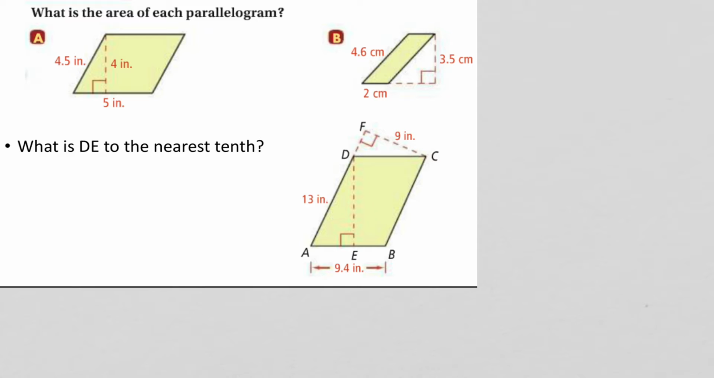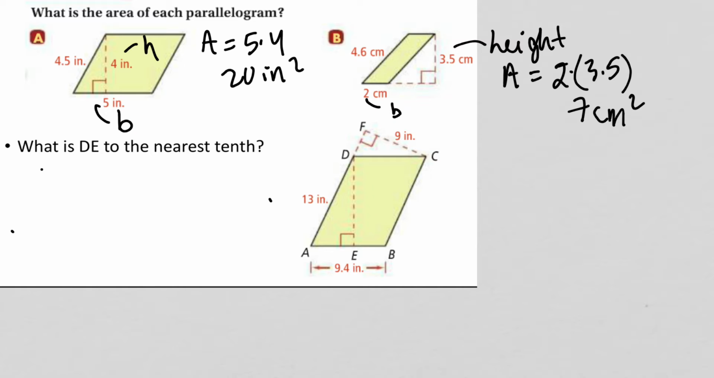All right, so see if you can get A and B, and then we'll talk about what DE is to the nearest tenth. These are all parallelograms. So remember, you're looking at the base times the height here. Okay, taking a look at A, the base is 5, the height, the altitude in the parallelogram, is 4. We get 20 inches squared.